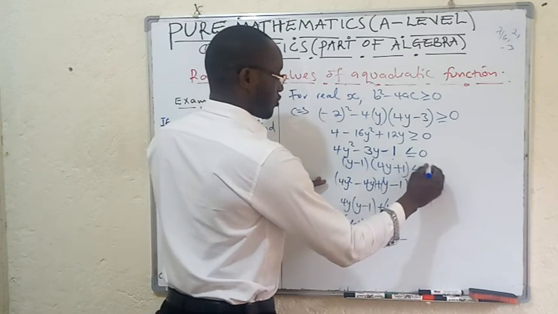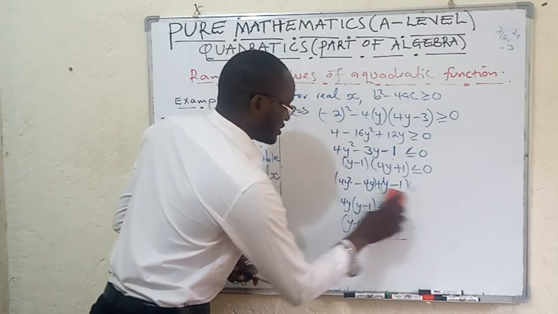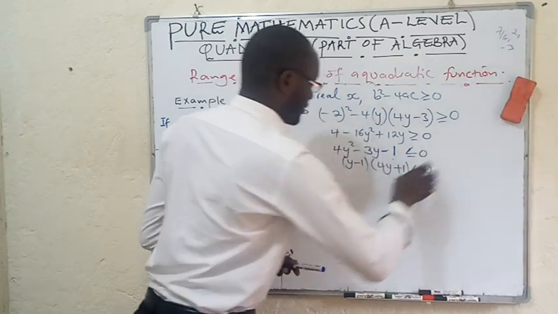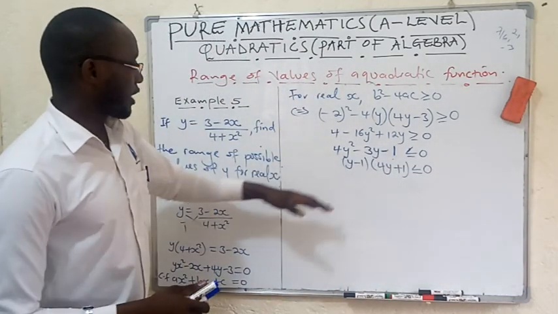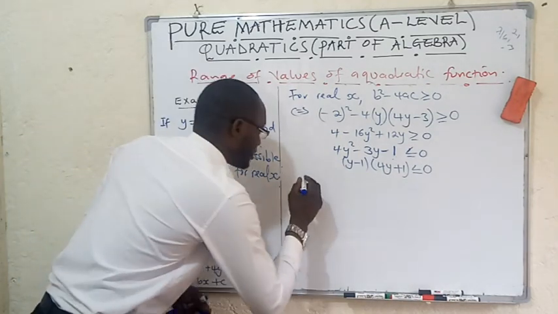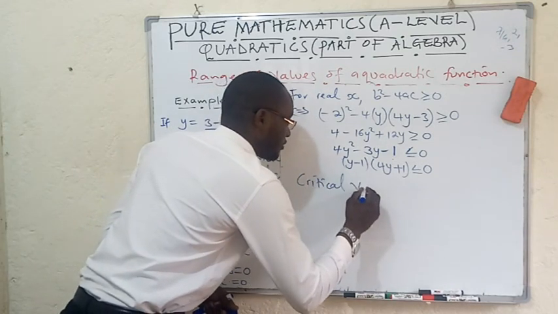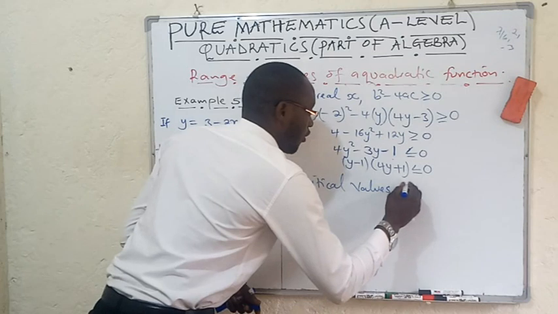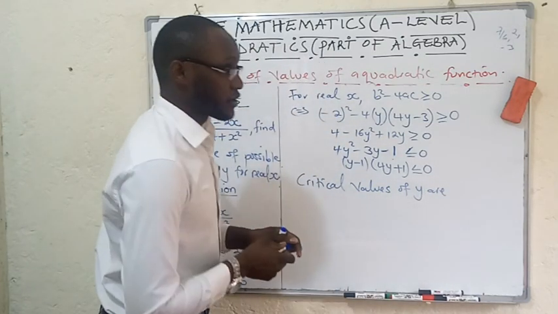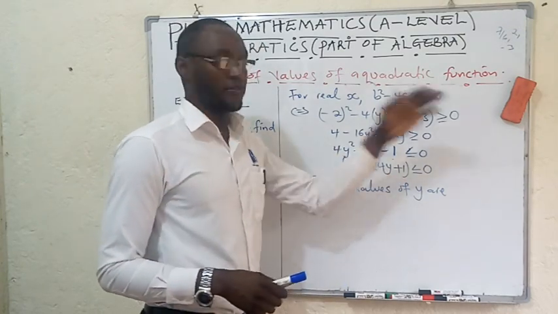This is less or equal to 0. So we can remove this. We don't need this. Okay, it was just our side work, trying to make everything simplified. So now we can go and get the critical values of y. So tell the examiner that critical values of y are. So we get the critical values by assuming each of these factorized brackets equivalent to 0.